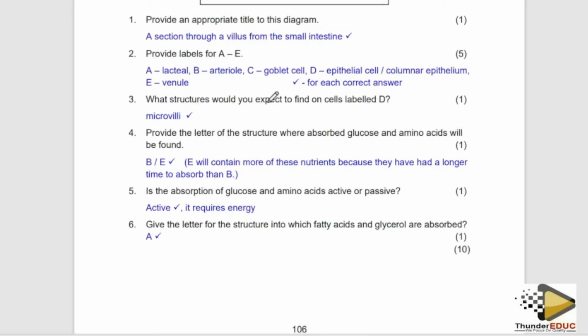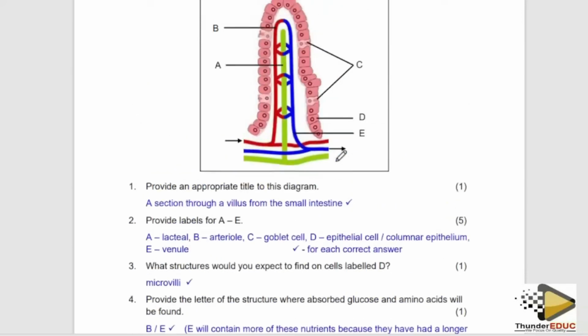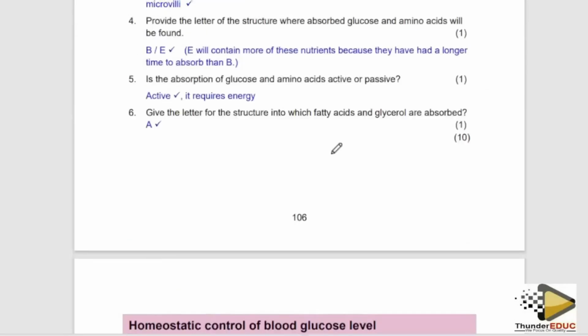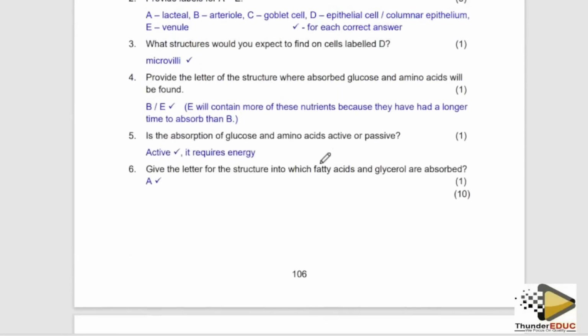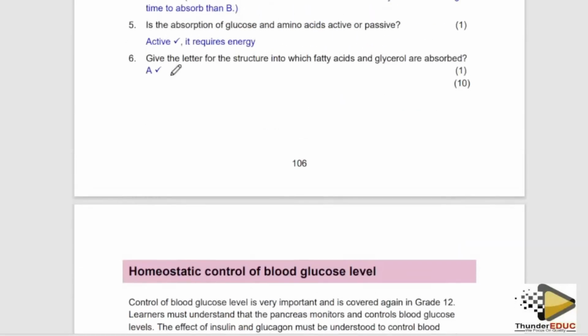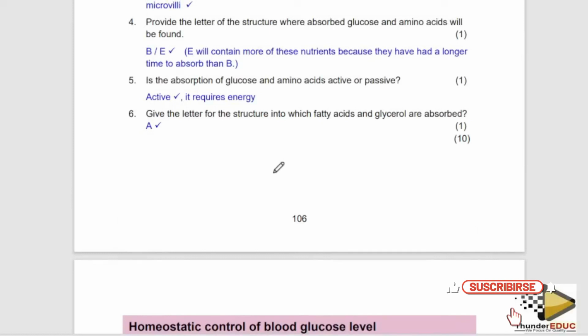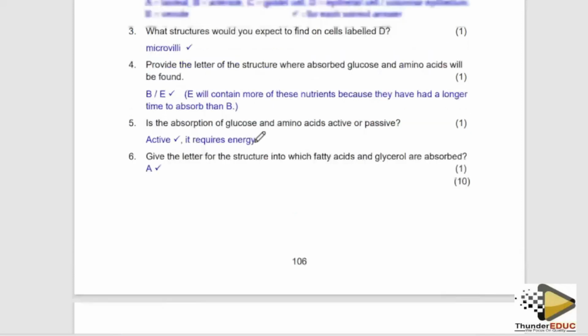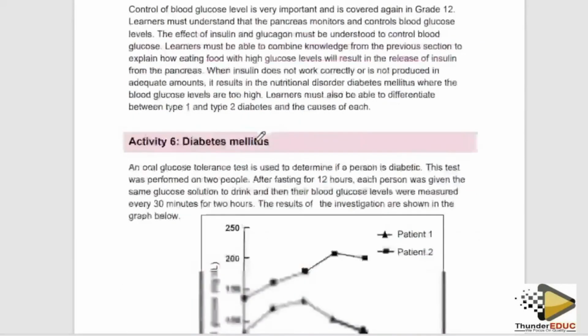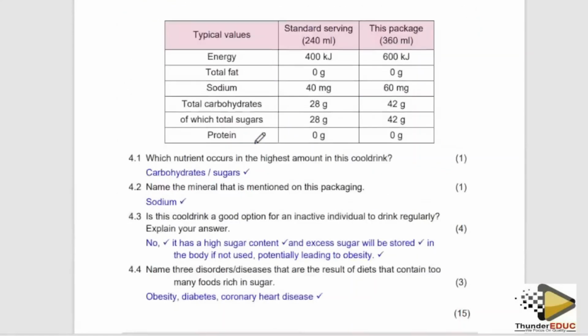They're asking what structure you would expect to find the microvillus. Yes. So, even this one is also related to the adaptation. Is absorption of glucose or amino acid active transport or passive? It is active. Why? Because it requires energy. So you see that mitochondria is needed.